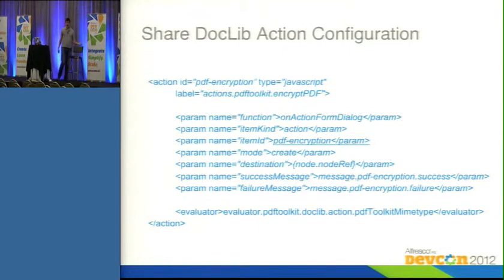So we define the action. We tell it where to find its labels, so a resource file or properties file. The two important bits here, though, are the function and the item ID. This function is basically telling us to take all the parameters that are defined for this action, which are retrieved from the repository, and we're going to render a form based on that.